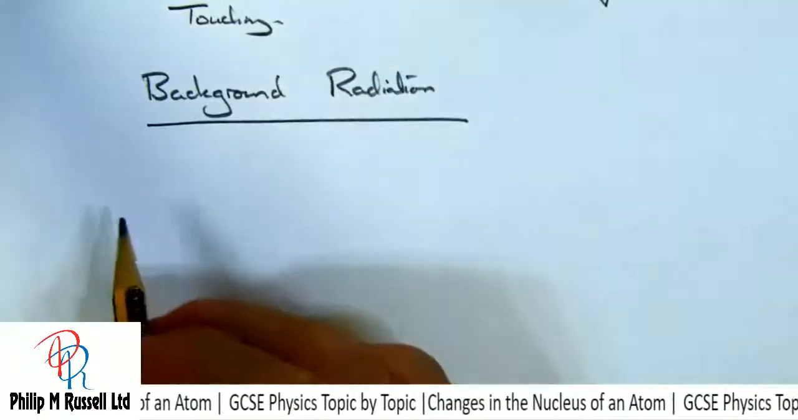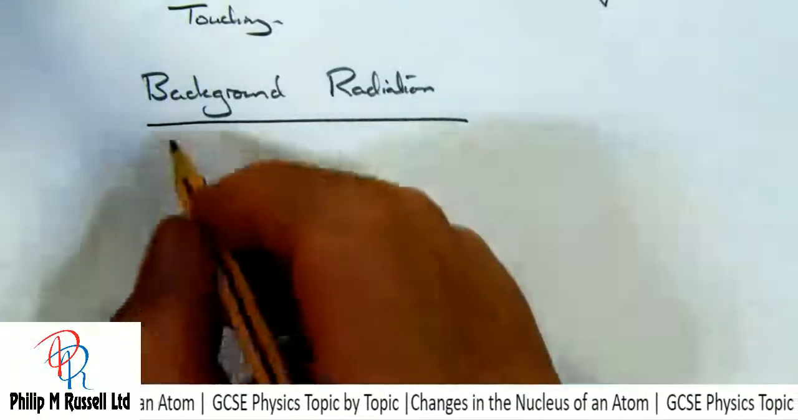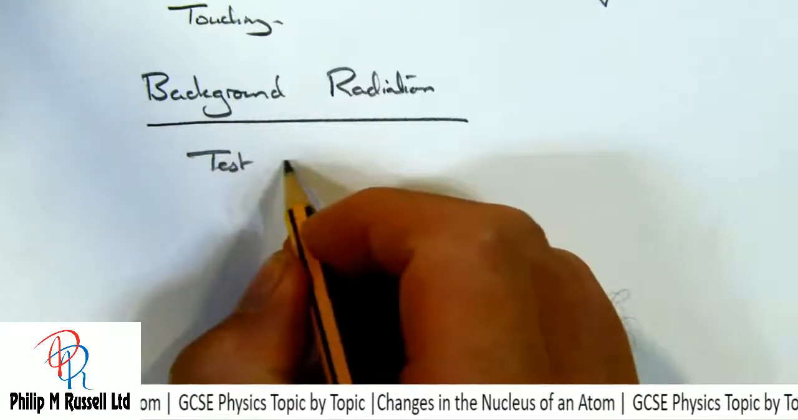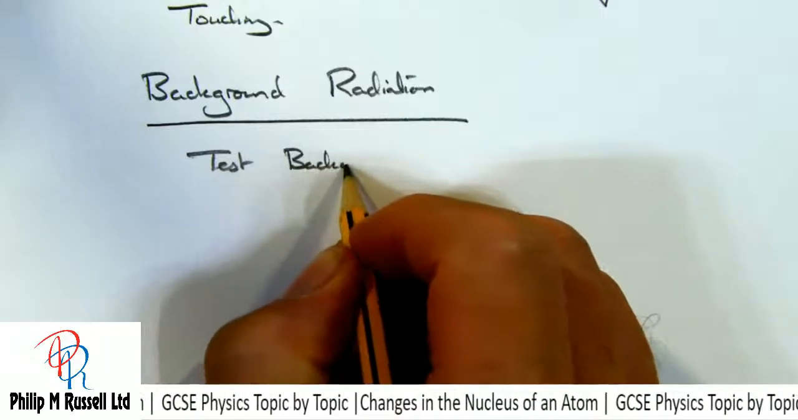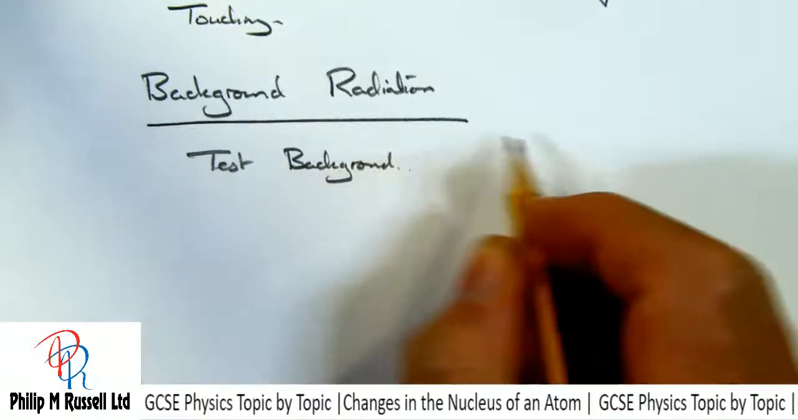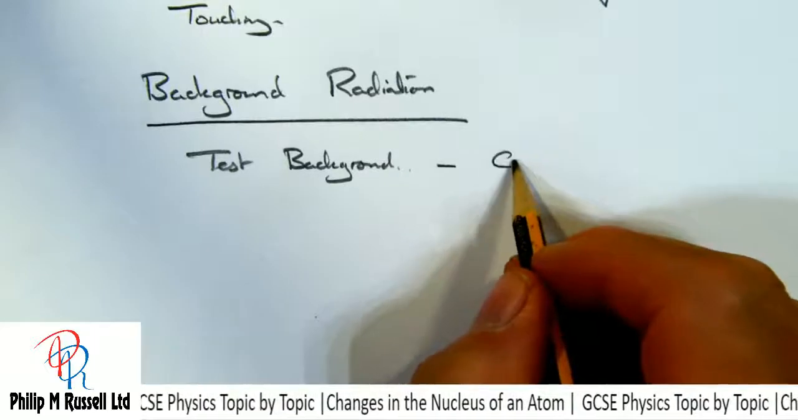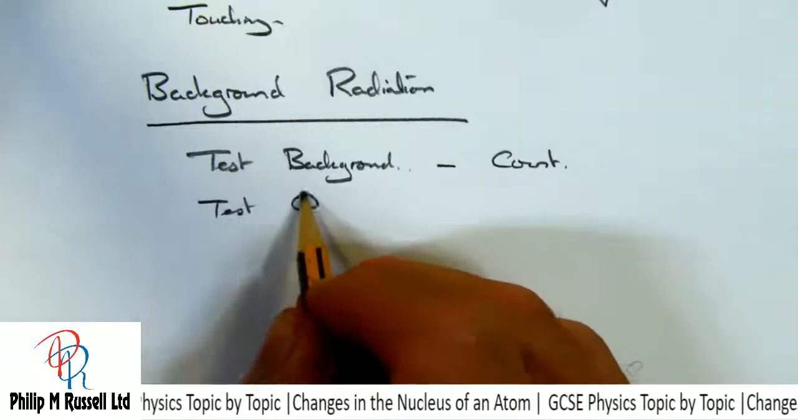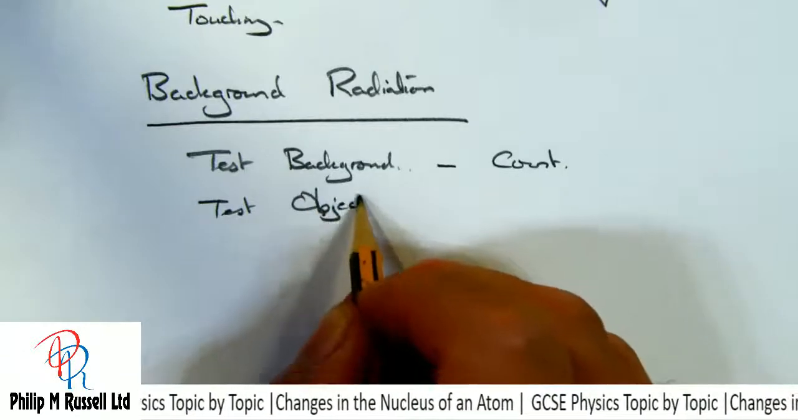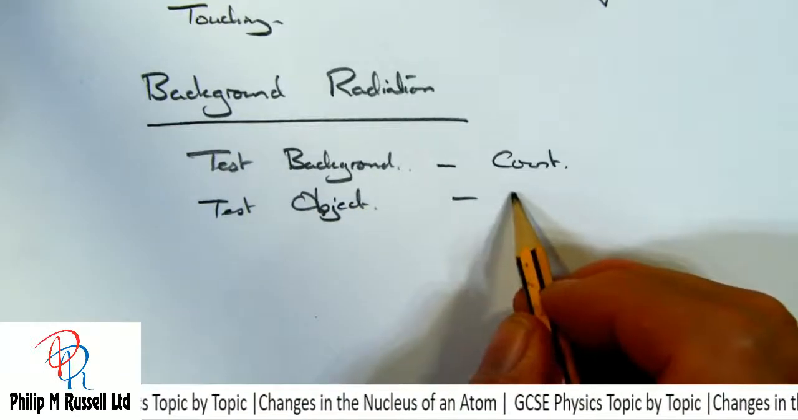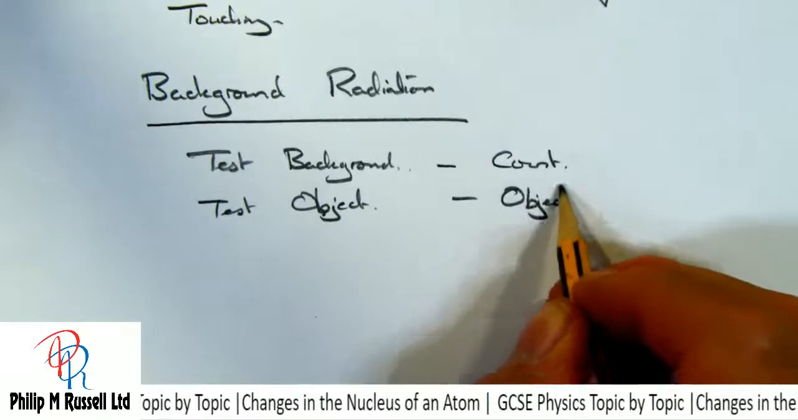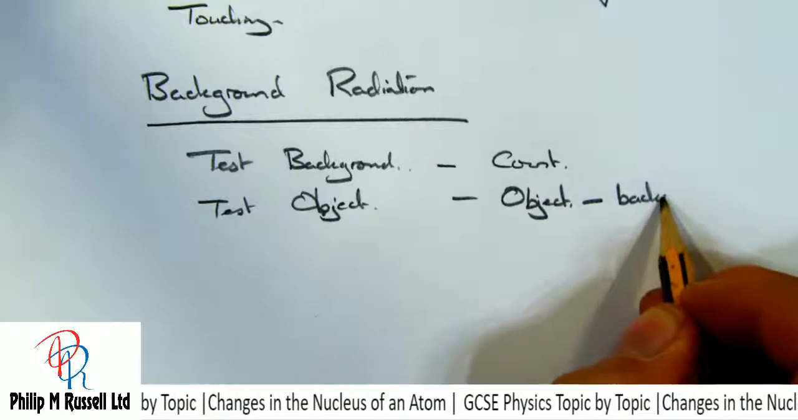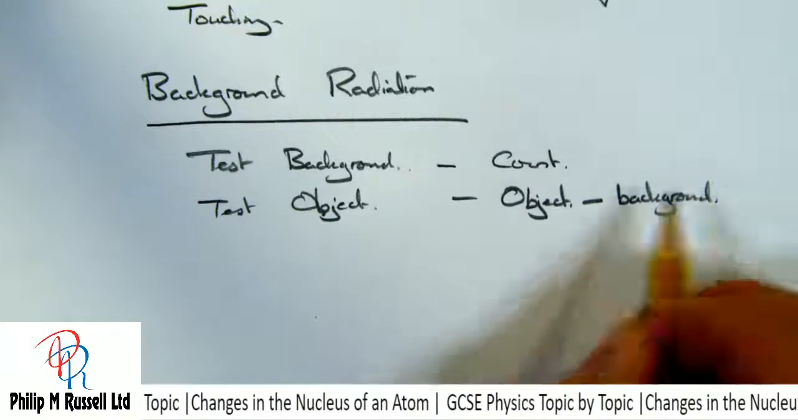So when we do an experiment, what we normally do is we basically test the background. Once we've got the background radiation, that's going to give us some sort of count for background. Then we test our object, and we have our object count, and we take away the background, and that will give us an estimate.